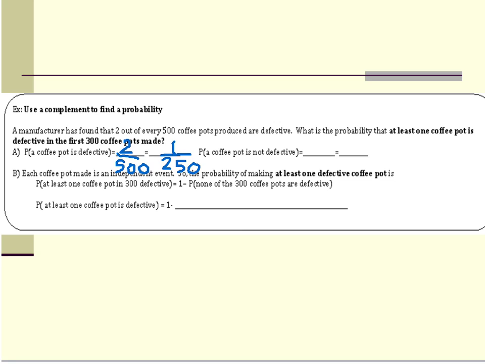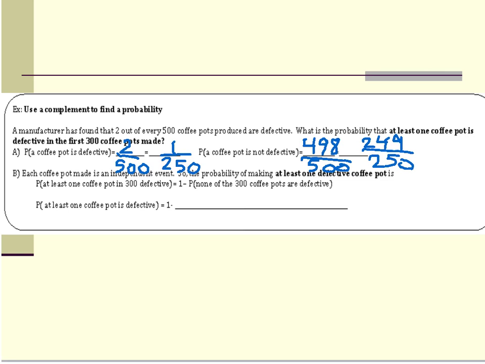So then the complement to that, the probability that a coffee pot is not defective, well, that's going to be 498 out of 500, or that equals 249 out of 250. So those two are complements. One or the other must occur. It either is defective or not defective.